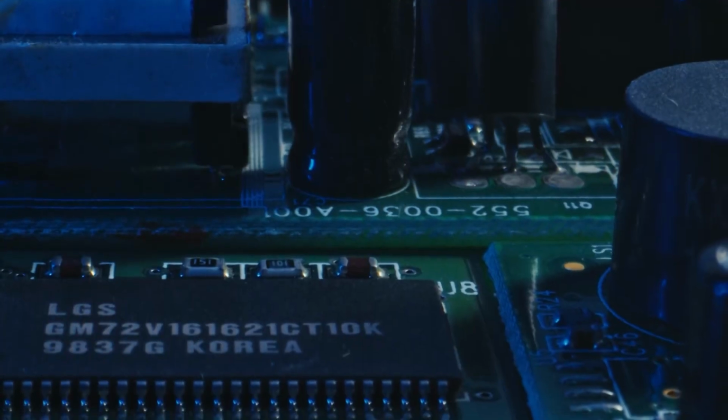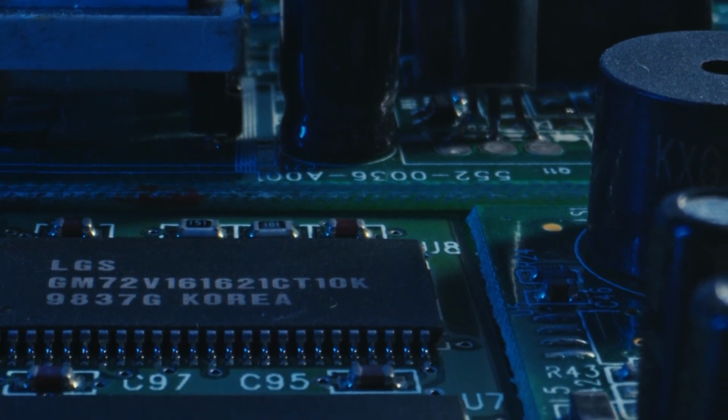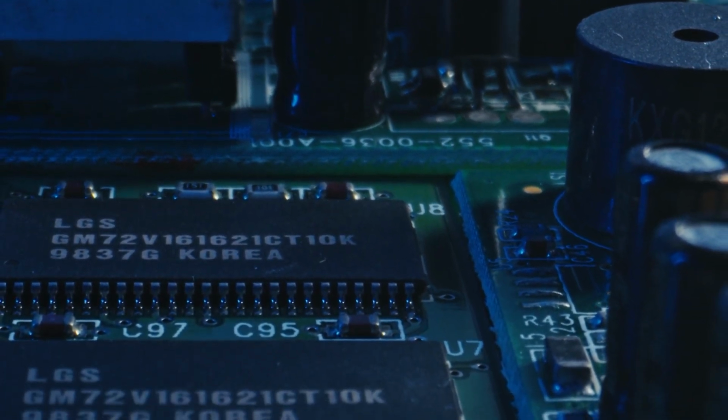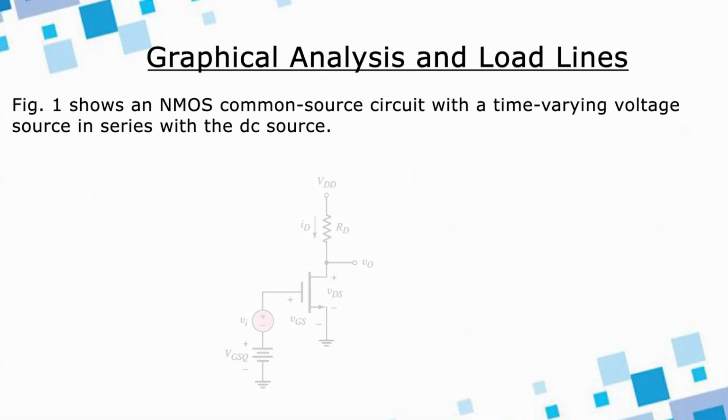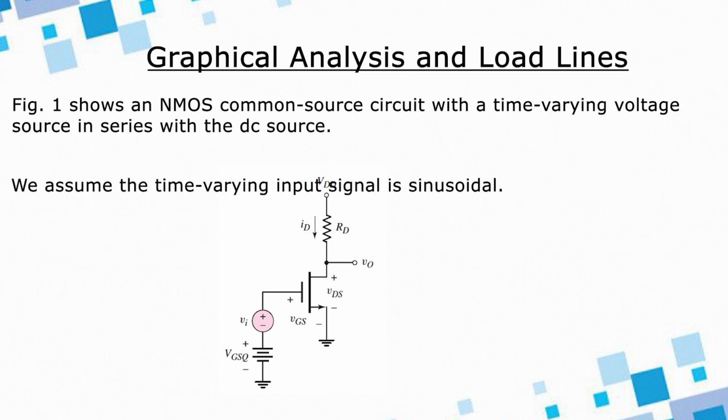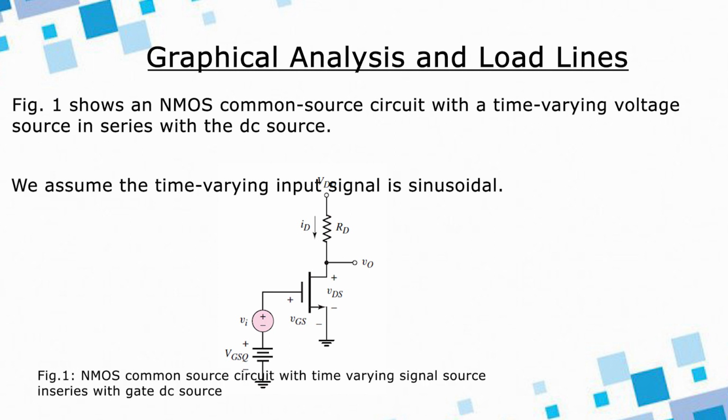So, let us move ahead towards the graphical analysis and load lines. Figure 1 shows an NMOS common source circuit with a time varying voltage source in series with the DC source. We assume that the time varying input is sinusoidal. So, this is the circuit configuration for a common source circuit with a time varying signal source inserted with the gate DC source. So, here we can see a MOSFET.